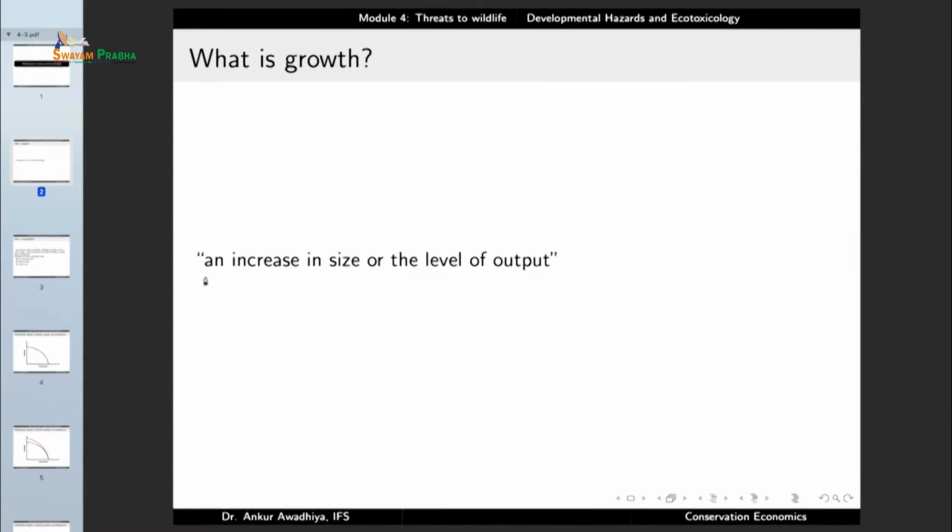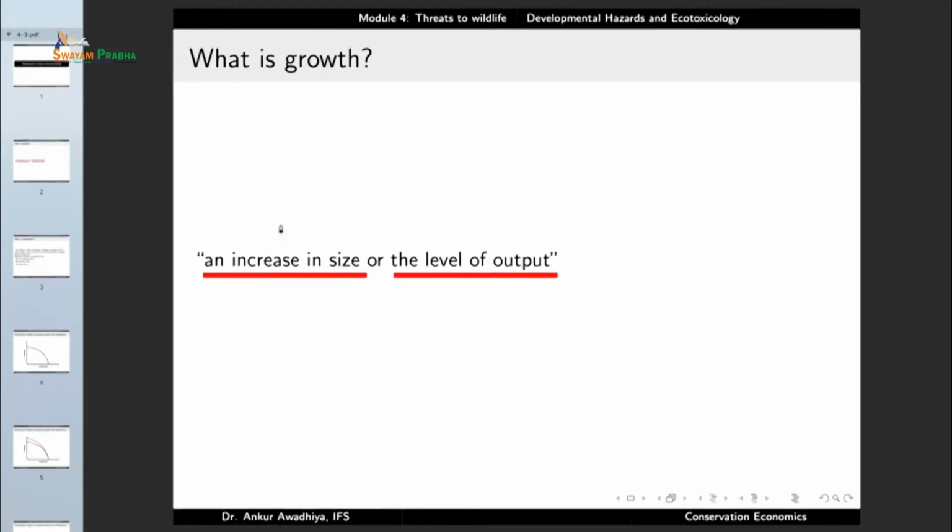Growth is an increase in size of something or increase in the level of output of something. So, for instance, if you see that there is a child and the child over the years is increasing in height, it is increasing in its weight, then we would say that the child is growing because there is an increase in size of something. Now, similarly, when the economy grows, it means that the economy is increasing in size.